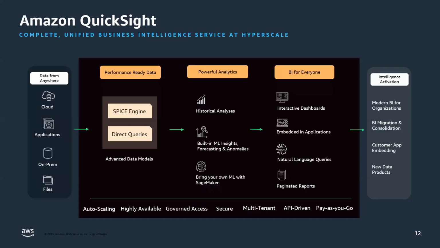So whether you want to deliver modern BI across your organization, migrate and consolidate your BI stack, embed analytics into your applications and products, or build entirely new data products, Amazon QuickSight helps you activate intelligence across all your users in your organizations for both internal and external use cases.